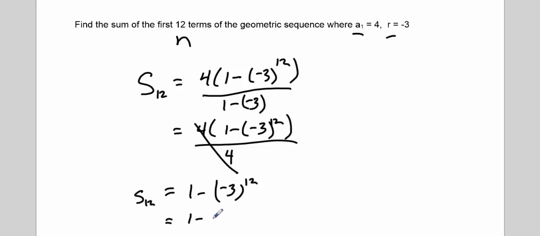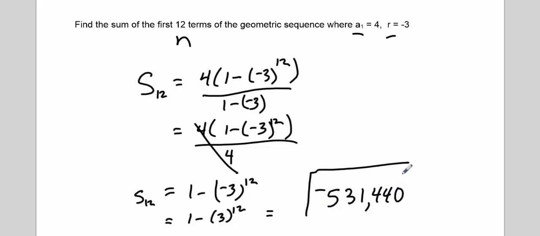And this goes to 1 minus, that's basically going to be what? 3 to the 12th, because negative 3 raised to the 12th power is a positive term. And that's going to get us roughly negative 531,440. And that's that sum. Knowing the simplest formula to use is really the key here.